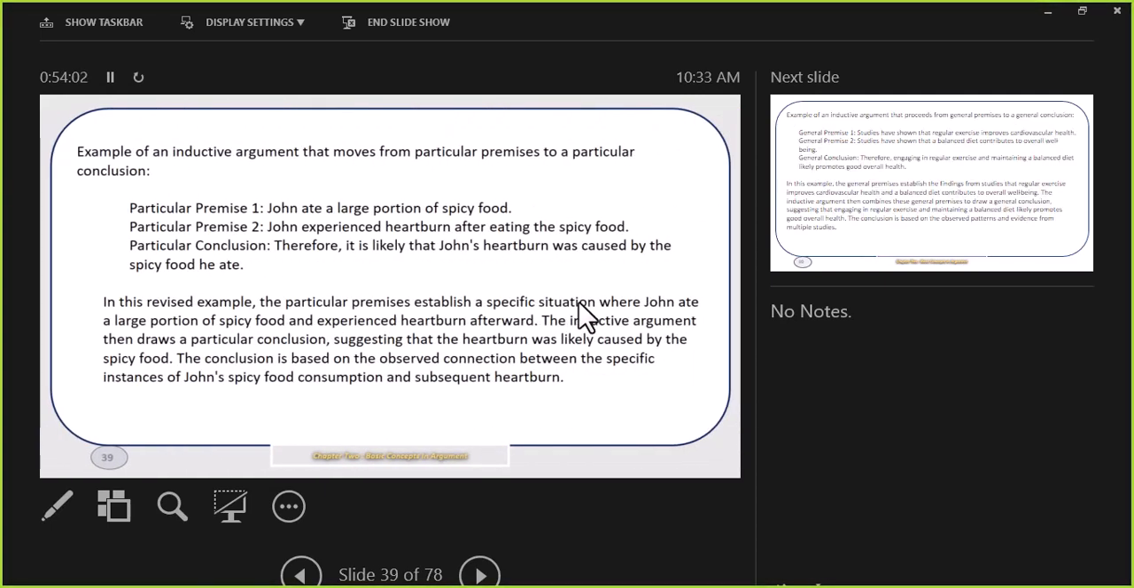An inductive argument that proceeds from particular premise to particular conclusion. John ate a large portion of spicy food. John experienced heartburn after eating spicy food. Therefore, it's likely that John's heartburn was caused by the spicy food he ate. It is an inductive argument that proceeds from particular to particular.